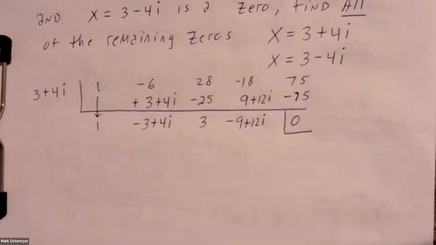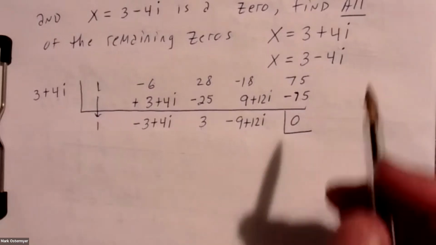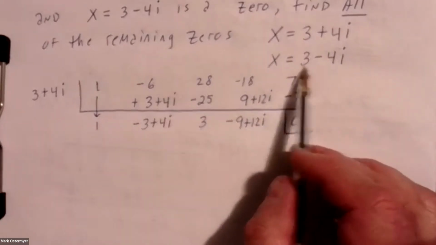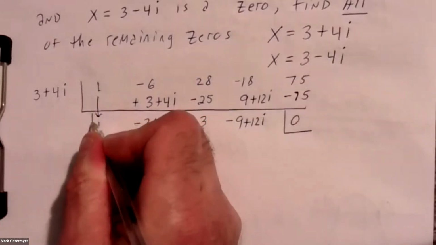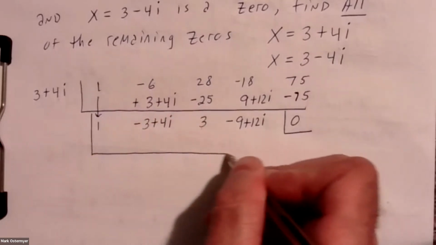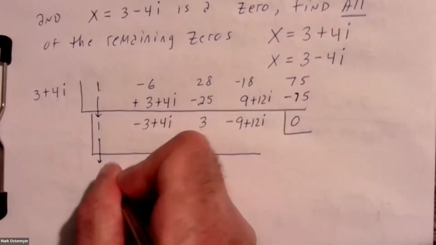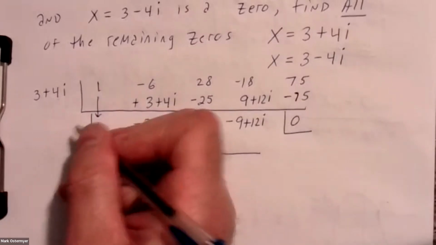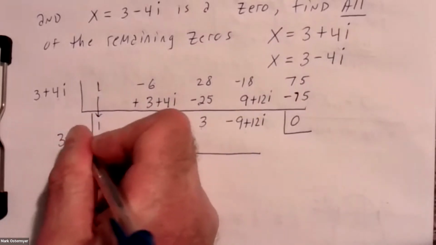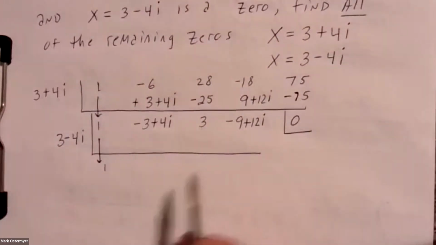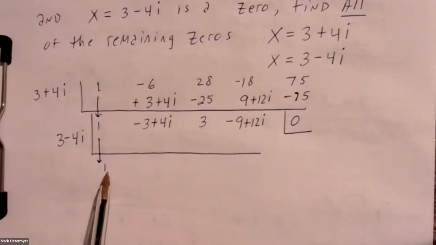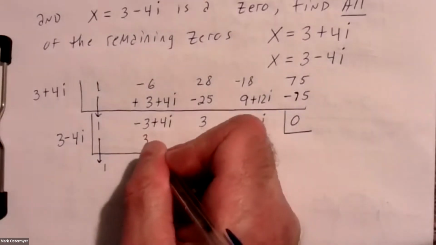Okay. Now I'm going to pick up where I left off. If 3 plus 4i is a 0, 3 minus 4i is a 0. So I'm going to use repeated synthetic division now. I'm going to pick up where I left off here, and I'm now going to divide in 3 minus 4i into what remains after performing the first division. 3 minus 4i times 1 is going to be 3 minus 4i.